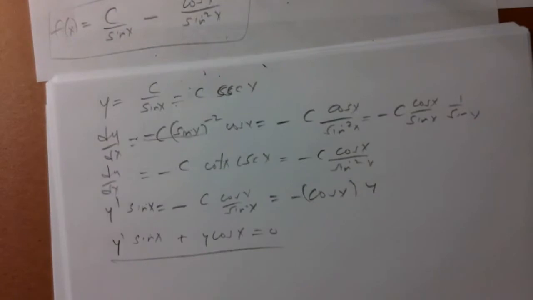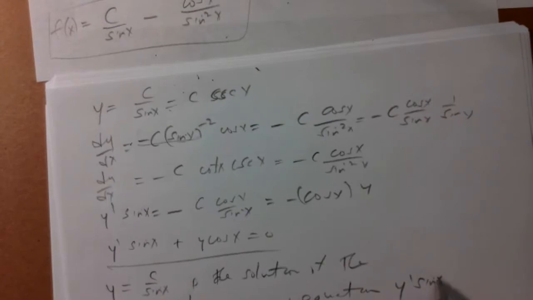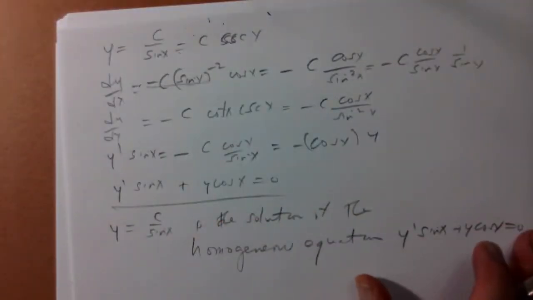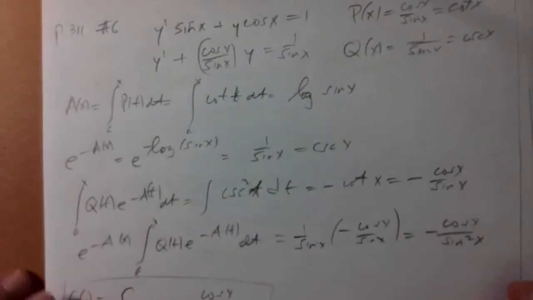So we know that we've done the first part correctly. Y equals c over sine x is the solution of the homogeneous equation, y prime sine x plus y cosine x equals 0. Okay. But I'm suspicious about my second term. Let's see. I know I made a mistake, so I just wasn't looking.